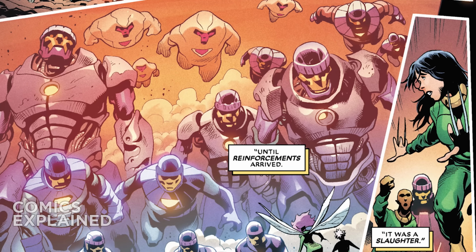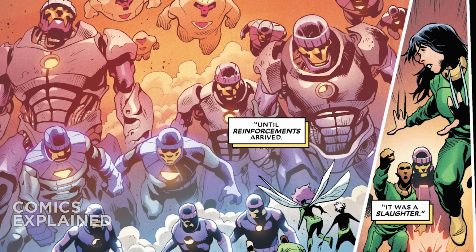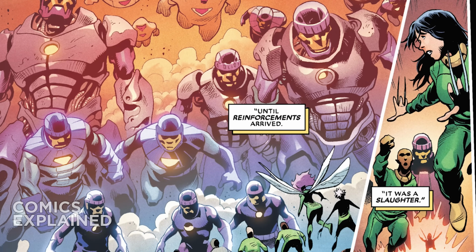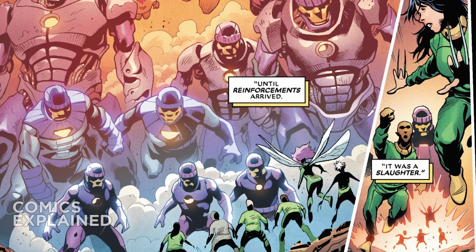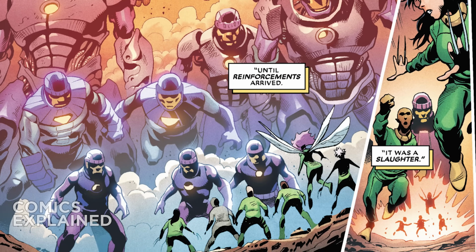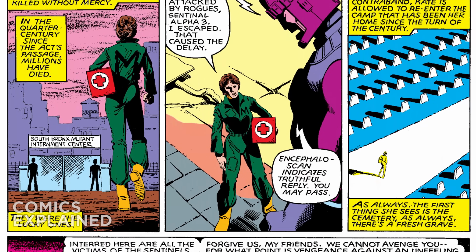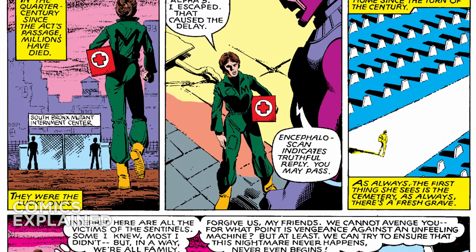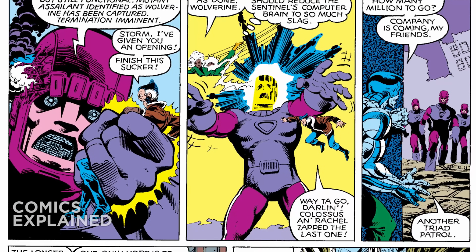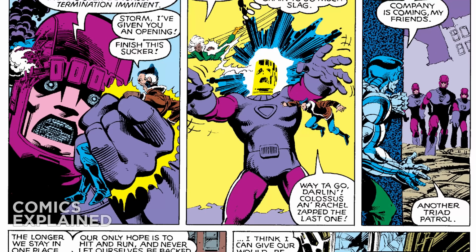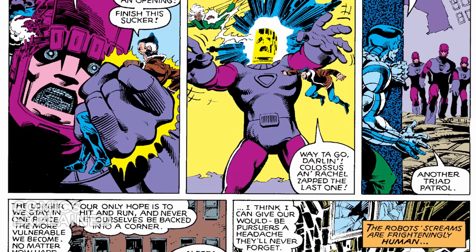But then reinforcements arrived. Now, this is another big difference, right? In this moment, what you see here is a combination of Mark I and Mark II Sentinels along with Nimrods. The big difference between the original Days of Future Past and this one is that in the original story, the reason the Sentinels were able to take over North America and wipe out most of the superhero community is because there were just so many of them. They just multiplied like crazy, so there were thousands, tens of thousands of Sentinels traveling around North America.